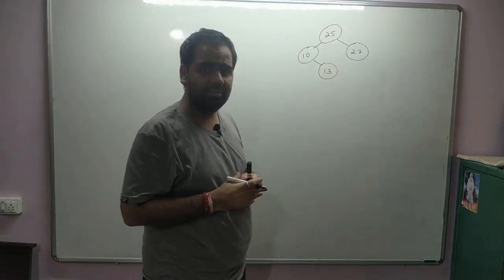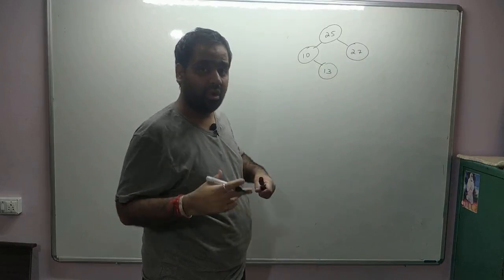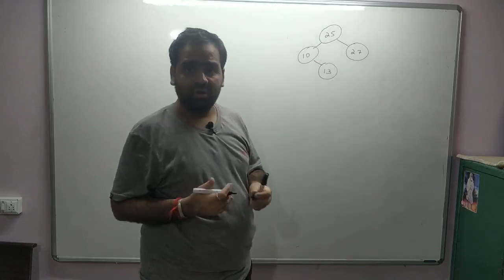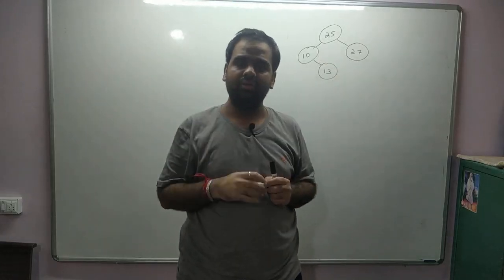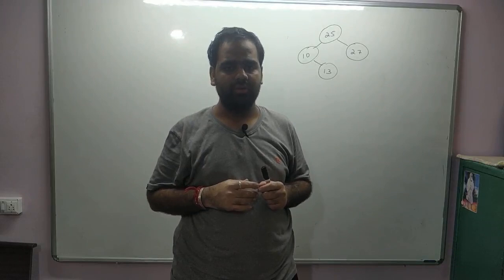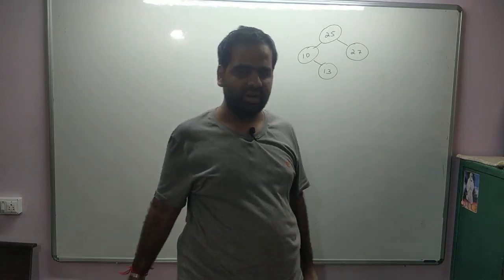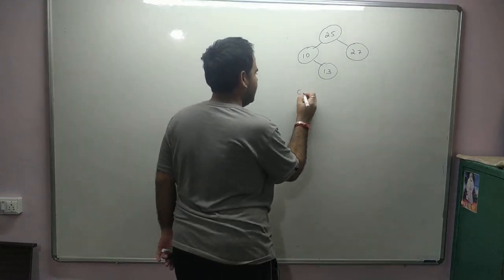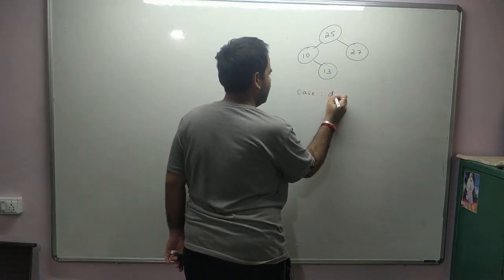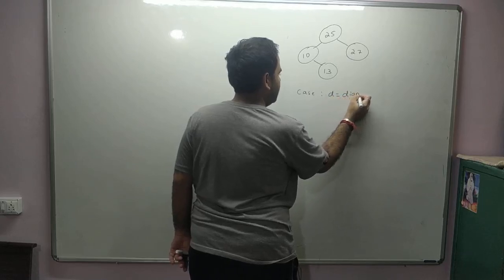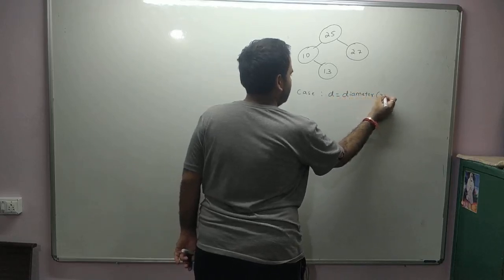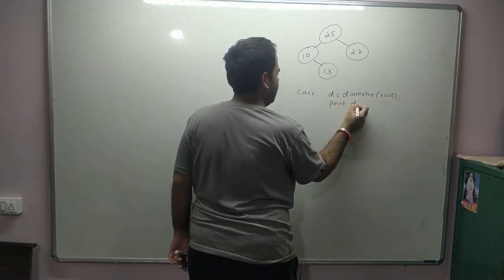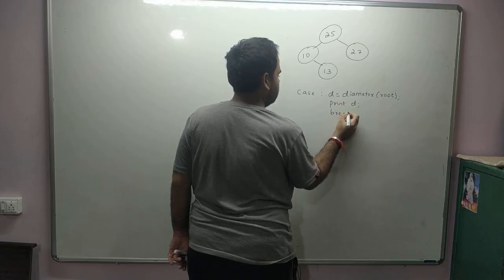Now what is the diameter of the tree? The length of the path between two leaf nodes, the longest path. This is 13 and 27: 1, 2, 3, 4. The diameter of the tree may or may not pass through the root, and we have seen that we write a wrapper function around it. How do we call the diameter? Whatever the case, we write d is equal to diameter of root, we print the value of d and we say break.